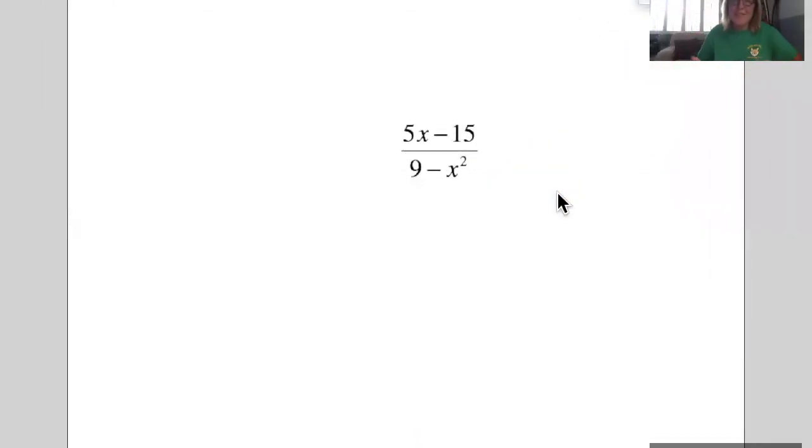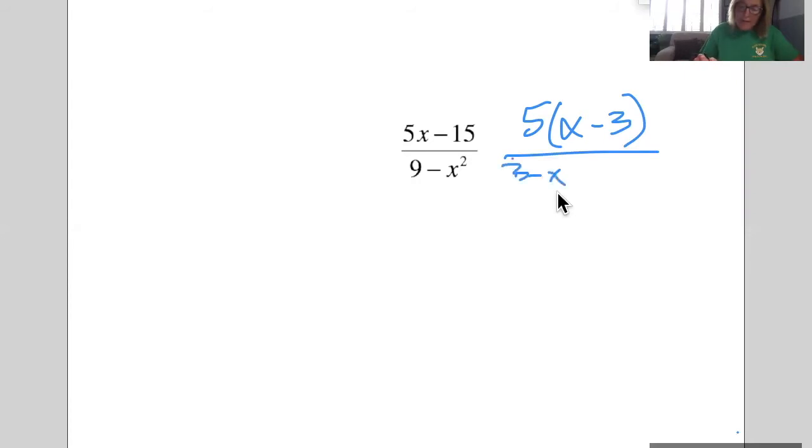Okay, let's give this one a try. I see that I can't factor out a 5 in the numerator. And then if we were to factor this, it kind of looks like a difference of squares, doesn't it? 3 minus x times 3 plus x. I believe that would do it. But it seems like we should be able to simplify something, doesn't it?